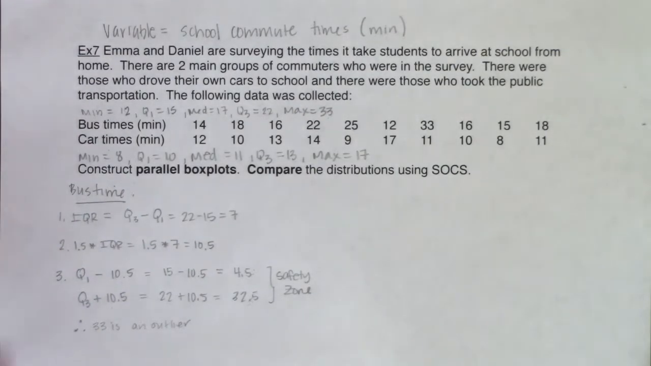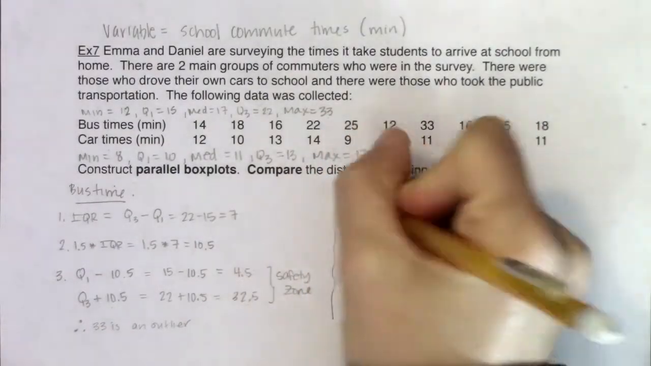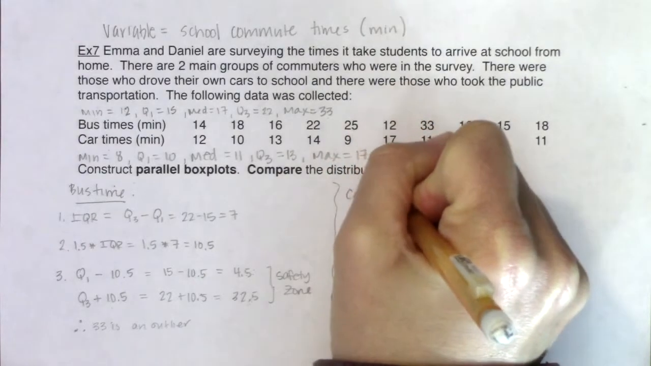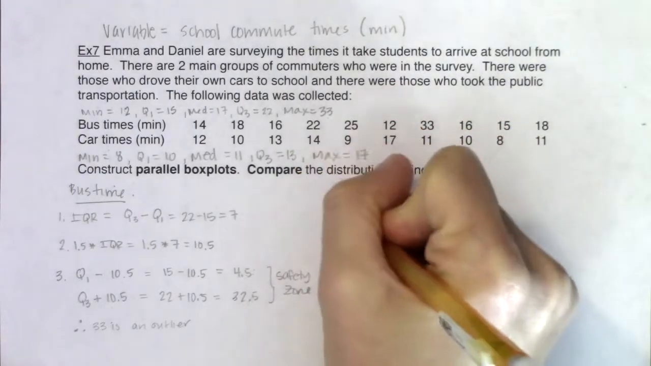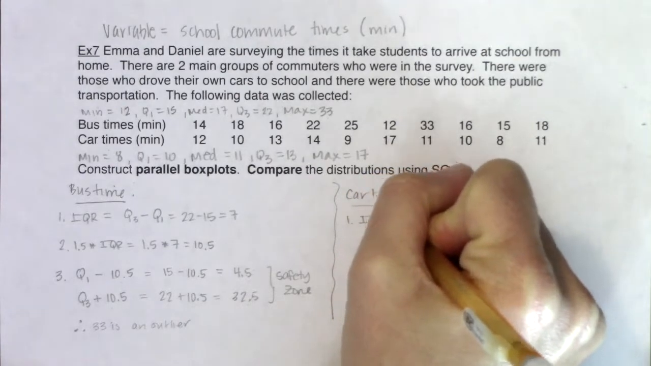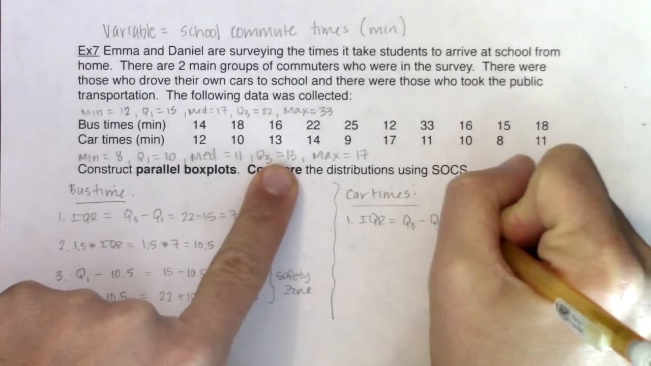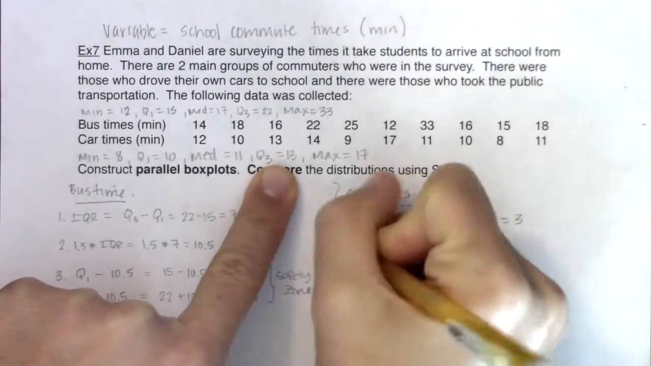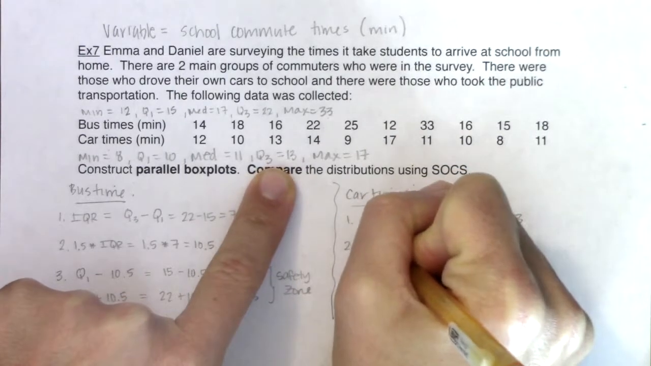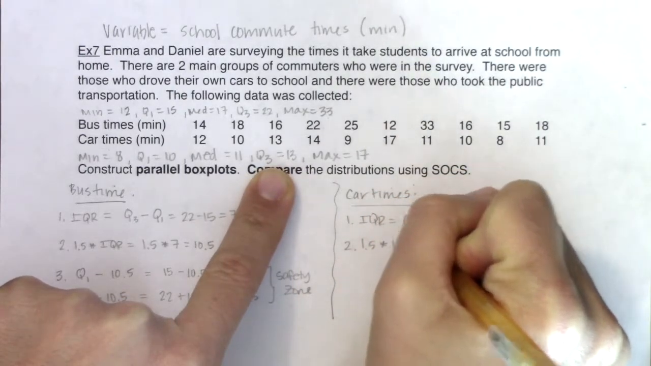All right, so with that, pause the tape and see if you can figure out if there are outliers present for the car times, and then unpause the video when you've figured it out or you think you figured it out and check your work. We're gonna keep going. So let's do the same process now for the car times. So I get the IQR. What do we have for them? We have 13 minus 10. I'm looking at 3. I'm going to take that number, multiply it by 1.5.